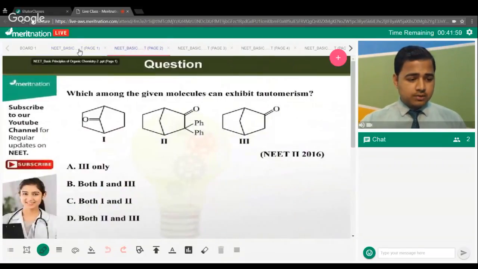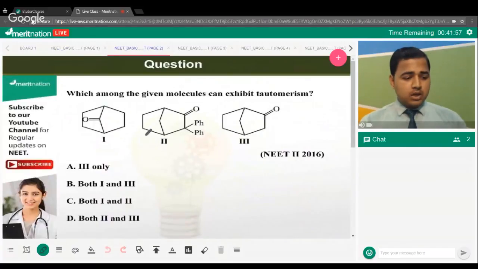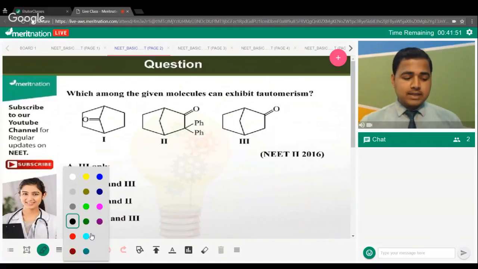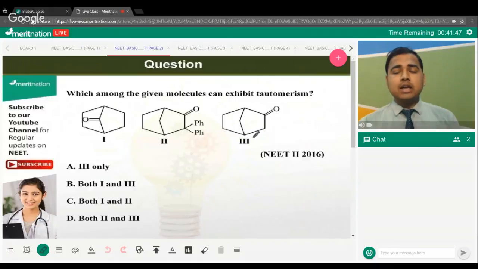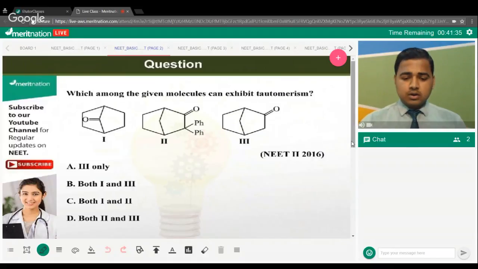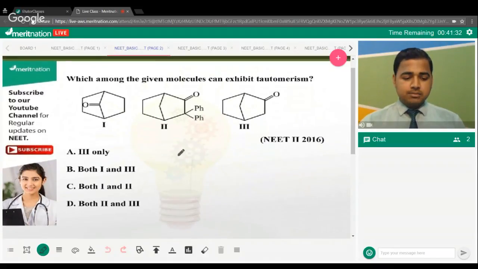So this is the first question that you are going to see. Which among the given molecules can exhibit tautomerism? First of all, you should know exactly what tautomerism means. In this case, a ketone is given, so definitely we are going to talk about keto-enol tautomerism. There are different aspects of tautomerism, but right now we are going to talk only about keto-enol tautomerism. What is the condition for tautomerism?